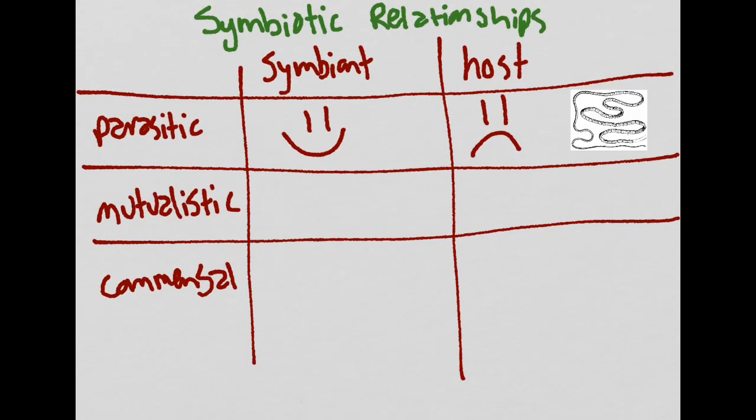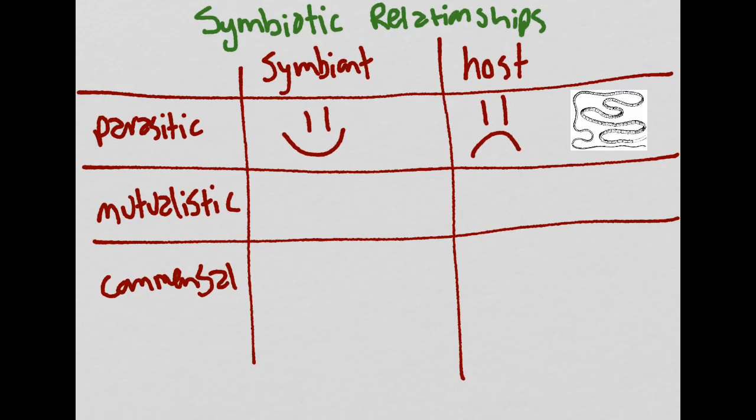An example of a parasitic relationship is with parasites, such as tapeworms. If you get a tapeworm, it steals all your food and it lives while you become malnourished and might die. As the host, you won't be so happy, but the parasite will.